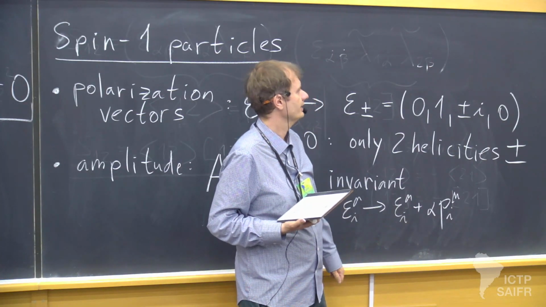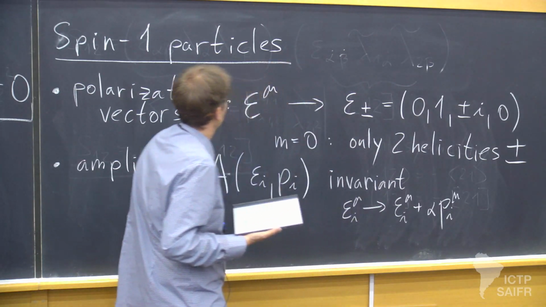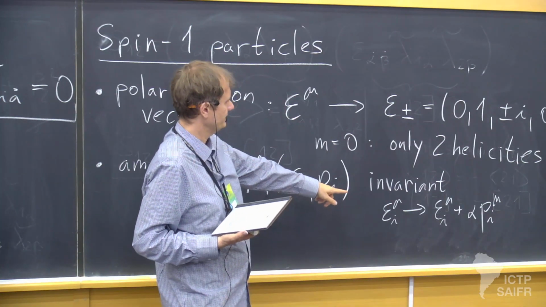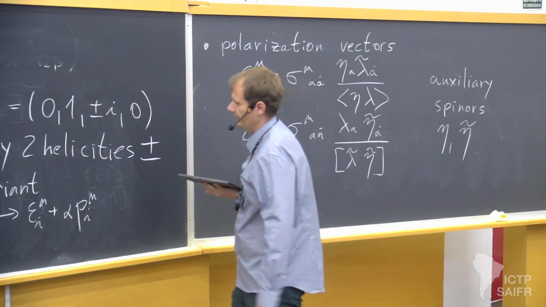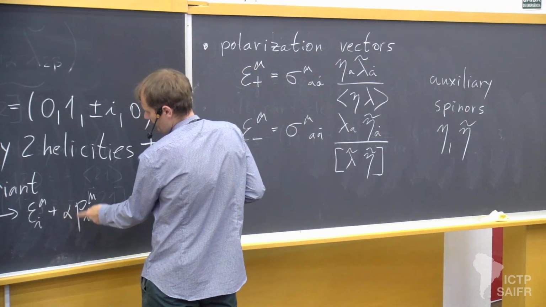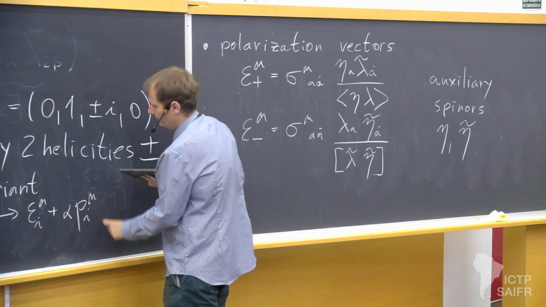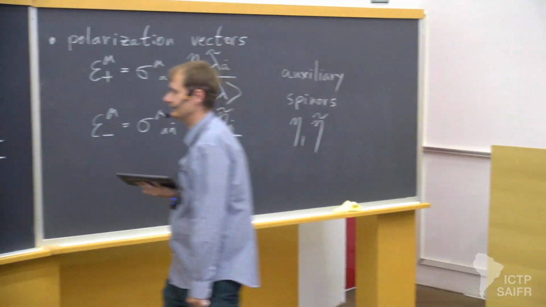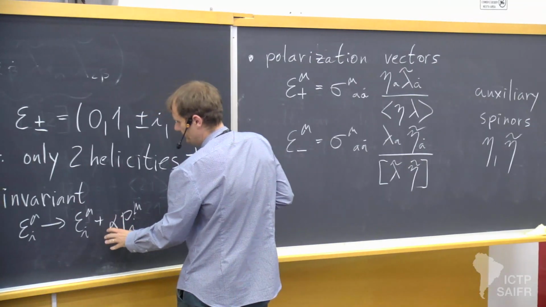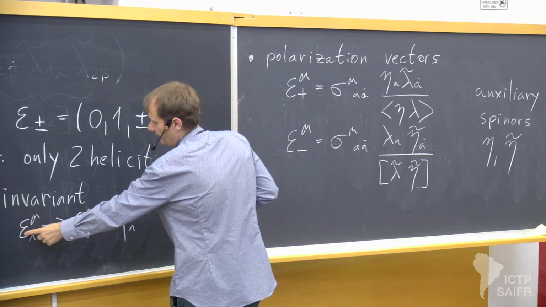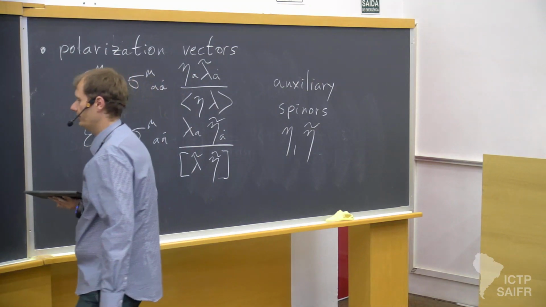One of the constraints, if you want, comes from saying that it removes the component of epsilon which is proportional to p. It tells us that if we do this transformation, the amplitude shouldn't change when you move epsilon in the direction of p.